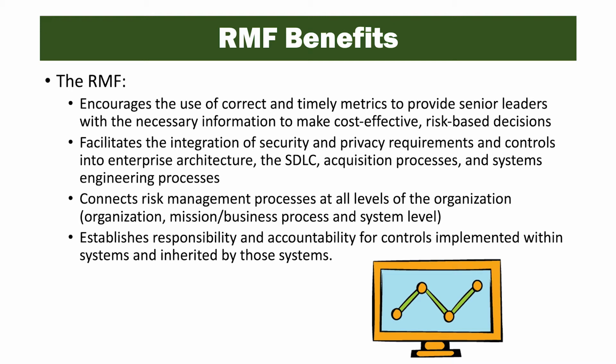It connects risk management processes at all levels of the organization. We know that's the organization, the mission, business processes, and the system level. That's our three-level pyramid. That's our tiers of leveling in the organization. It establishes responsibility and accountabilities for controls implemented within a system and inherited by those systems. Obviously, we're assigning responsibility and accountability of the controls being correctly implemented, and we monitor that over time.